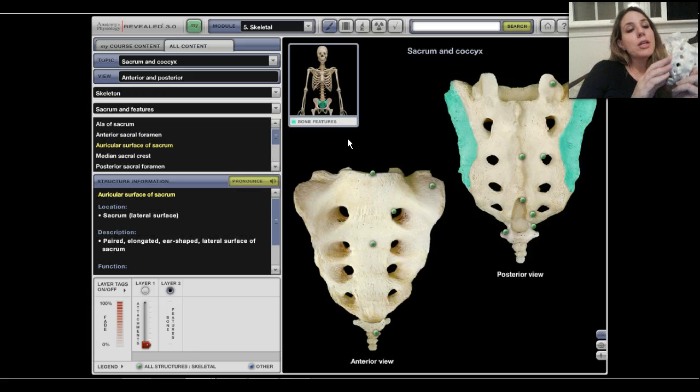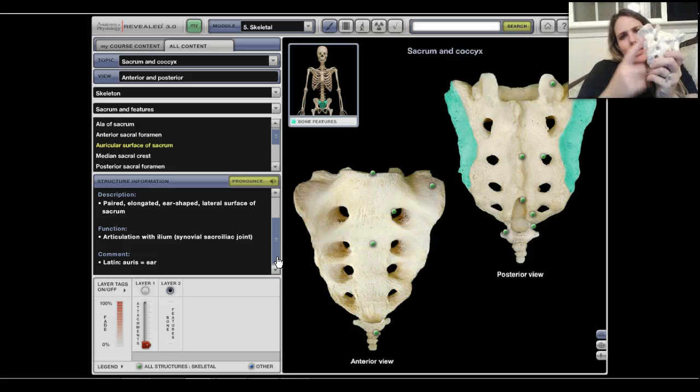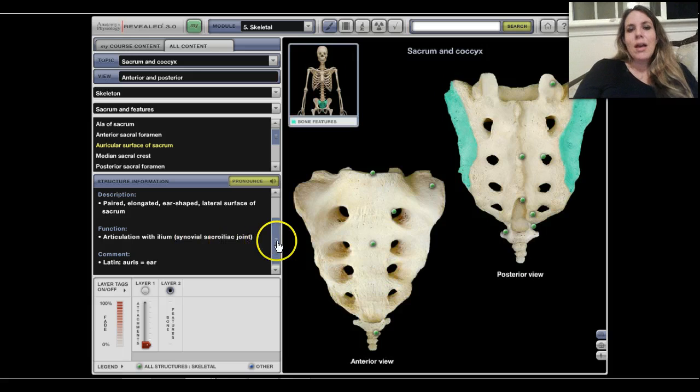They're called auricular surfaces. These are articulatory, I think I just made up that word, articulatory surfaces of this. But anyway, the point is the pelvis is going to articulate here. So this is the auricular surface of the sacrum. Okay, and auris means ear. So they're kind of like the ears of the sacrum. But it's going to articulate with a part of the pelvis called the ilium, which you'll be learning about soon.